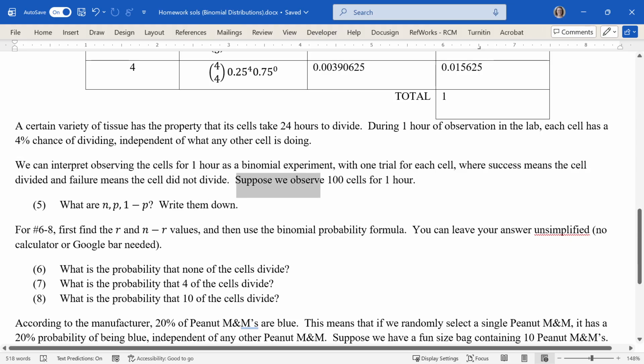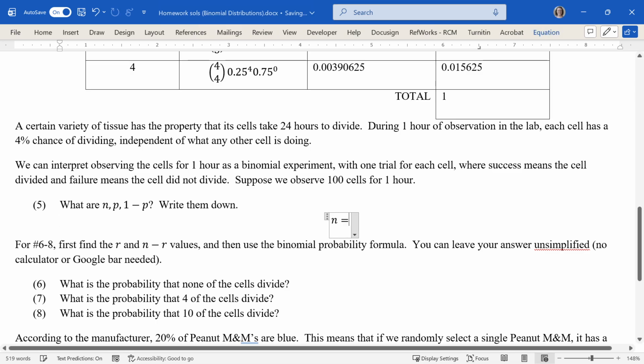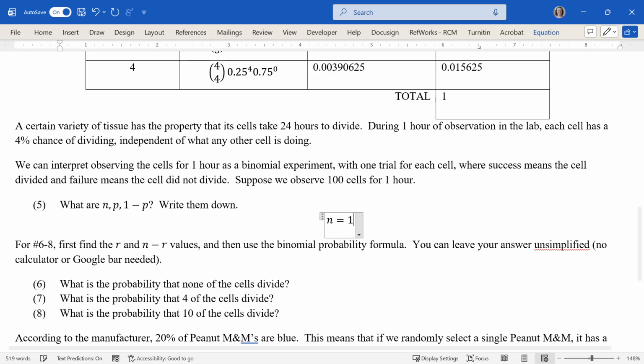Suppose we observe 100 cells for 1 hour. So first, if we're going to treat this as a binomial experiment, we've already been told what the trials are and what success and failure are. Now we need to figure out what these 3 quantities are that we use in the formula. So n is the number of trials. So that is going to be, it's 1 trial for each cell, and we're observing 100 cells for 1 hour. So this is 100 trials. It's 1 trial per cell.